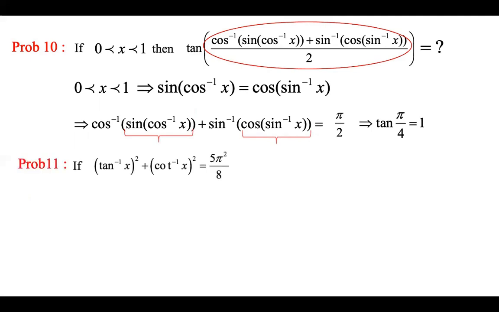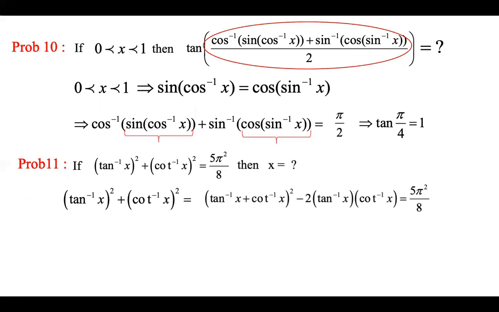So overall the answer is 1 for this. Now the next problem: tan inverse x whole square plus cot inverse x whole square is equal to 5 pi square by 8. Then what is the value of x? This is the problem. So again here, a square plus b square can be written as a plus b whole square minus 2ab form. So that is replaced like this. So here again you put tan inverse x equal to t. Once we substitute that, because the domain of that function is the full real line, in terms of t, that whole expression can be adjusted into this form.